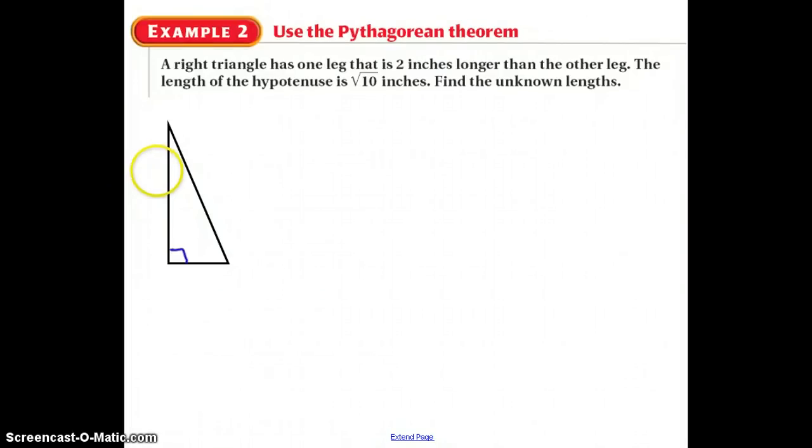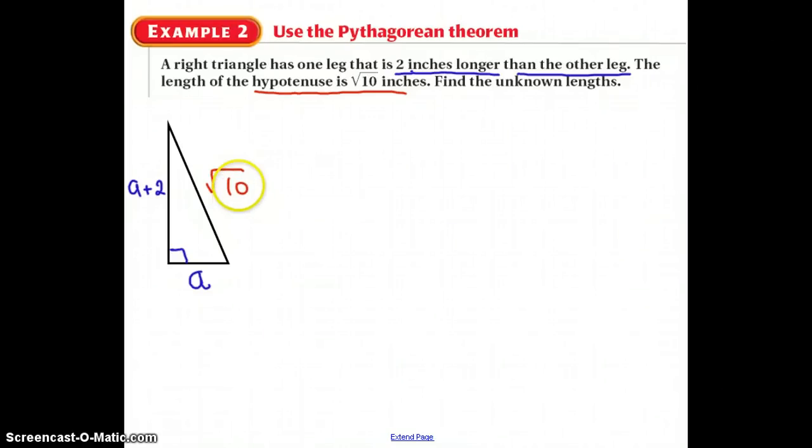It says a right triangle has one leg that is 2 inches longer than the other leg. So I'm going to pick one leg, and remember, a and b are your legs, so you can use a or b. So I'm going to use a here, and I'm using the shorter side because the other leg is 2 inches longer, which means I'm going to say it's a plus 2. The length of the hypotenuse is square root of 10. So the hypotenuse is square root of 10, which is right here.